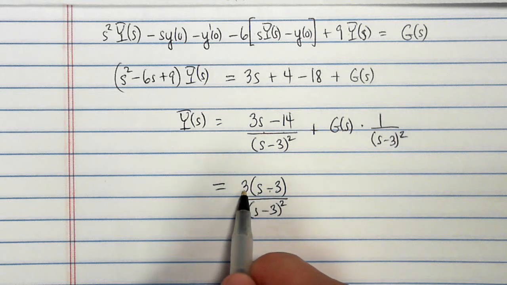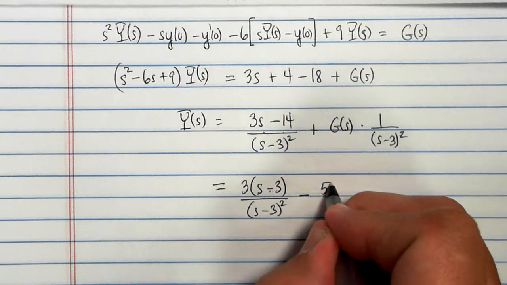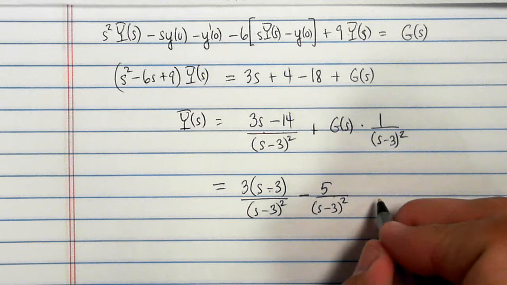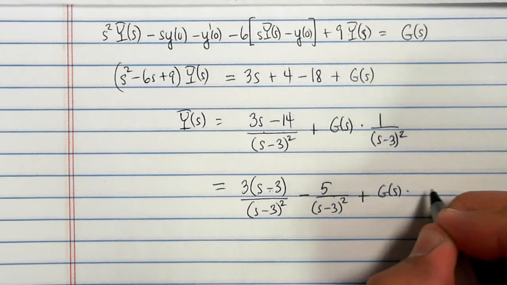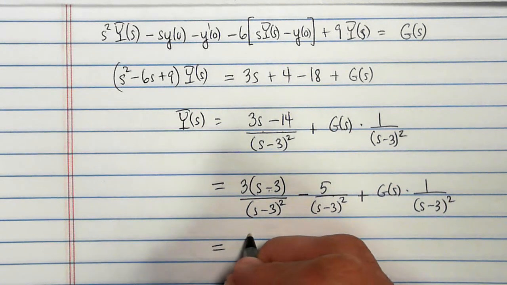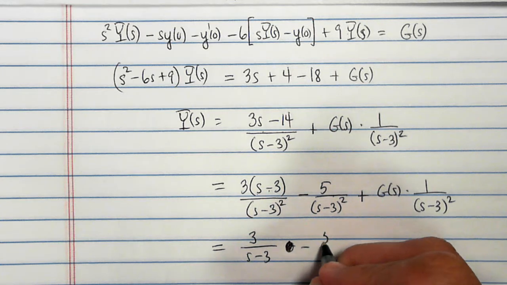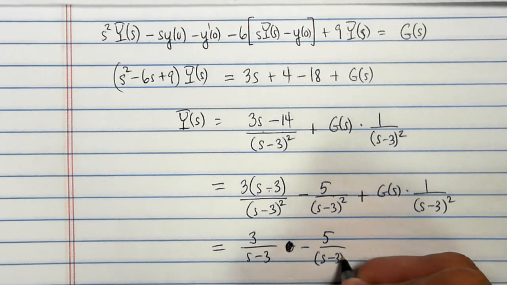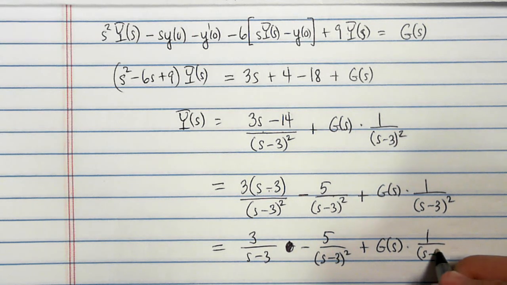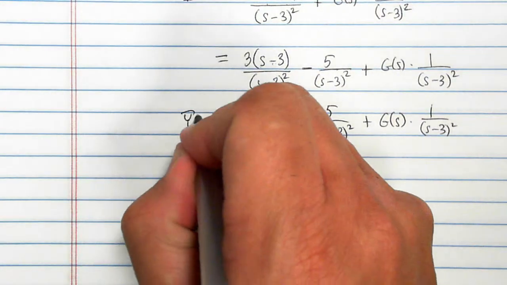Okay, now that's not quite right, because 3 times negative 3 is negative 9. So I need another minus 5 to compensate. Plus G(s) times 1 over (s minus 3) squared. And so this becomes 3 over (s minus 3) minus 5 over (s minus 3) squared plus G(s) times 1 over (s minus 3) squared. So that is the Laplace transform.